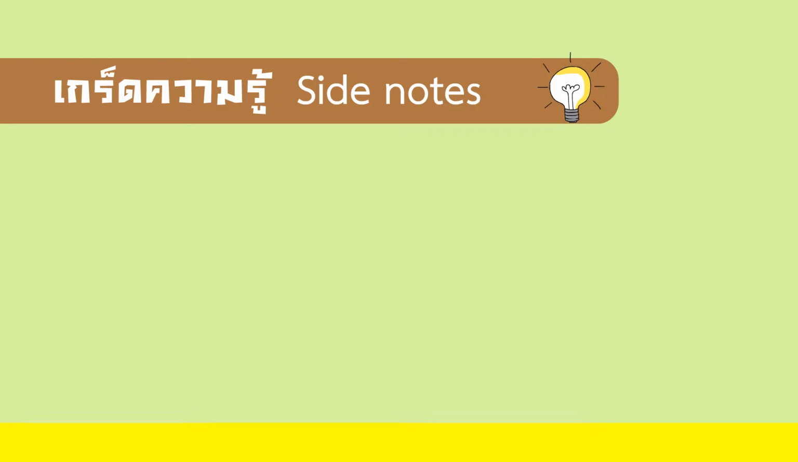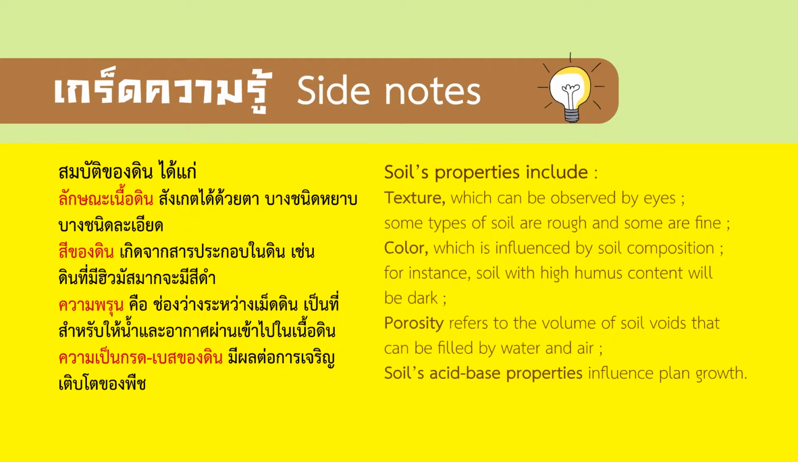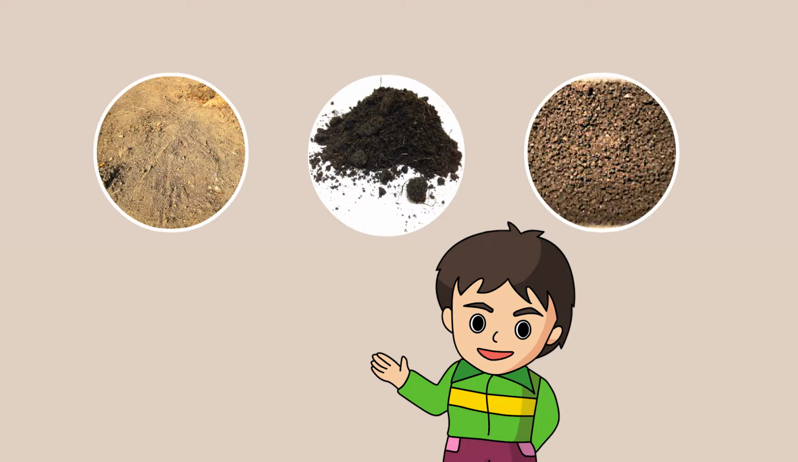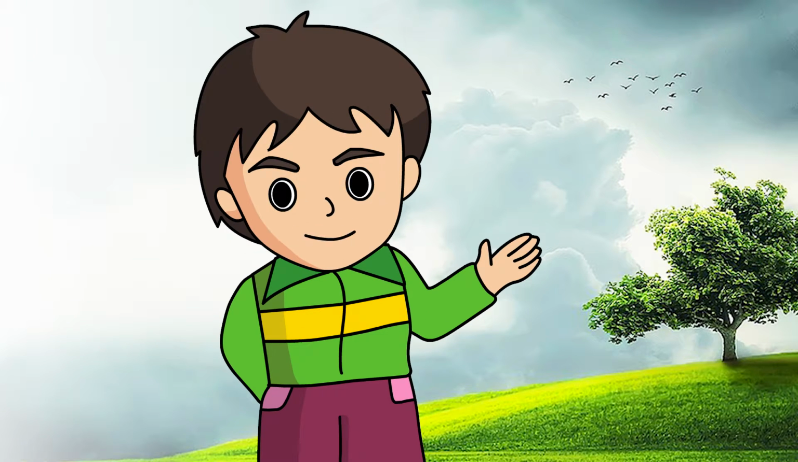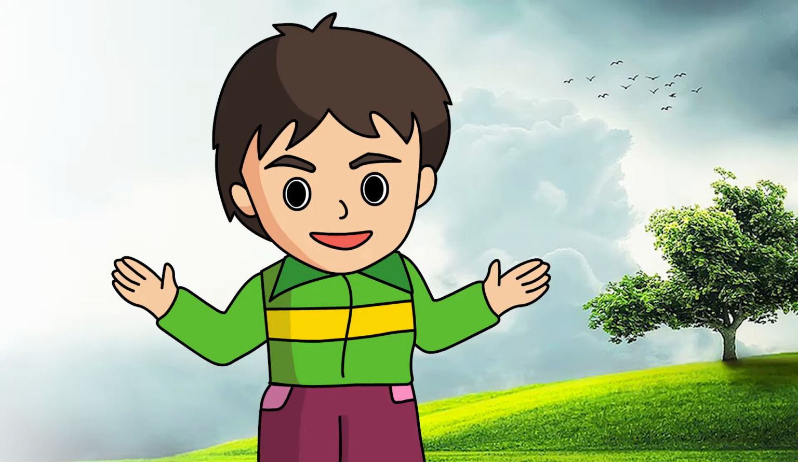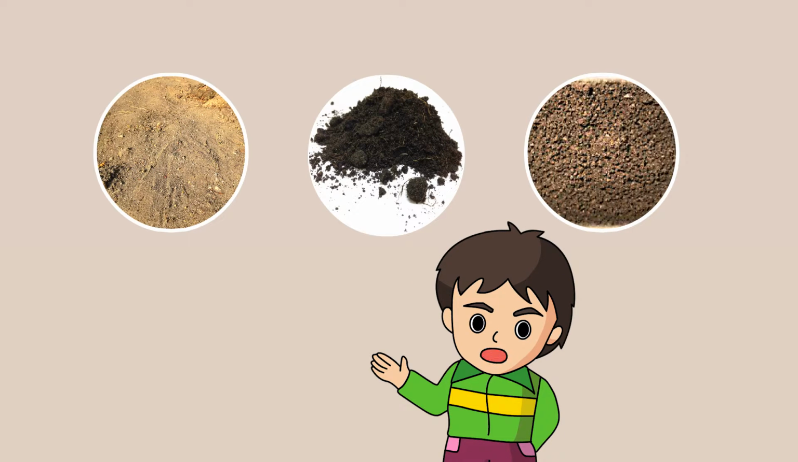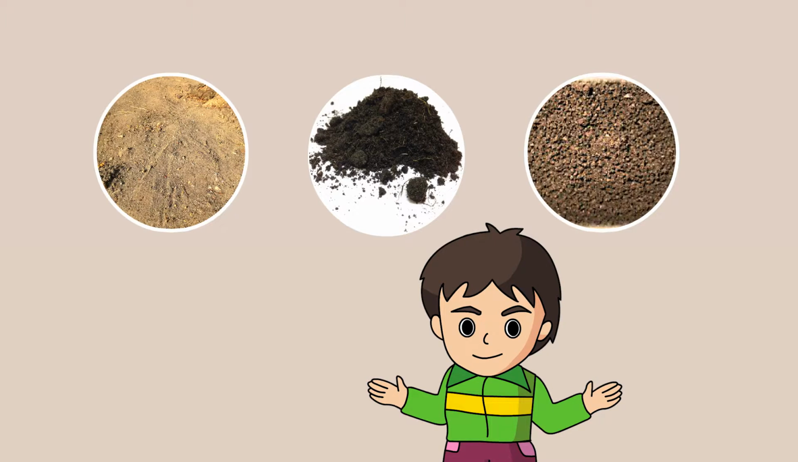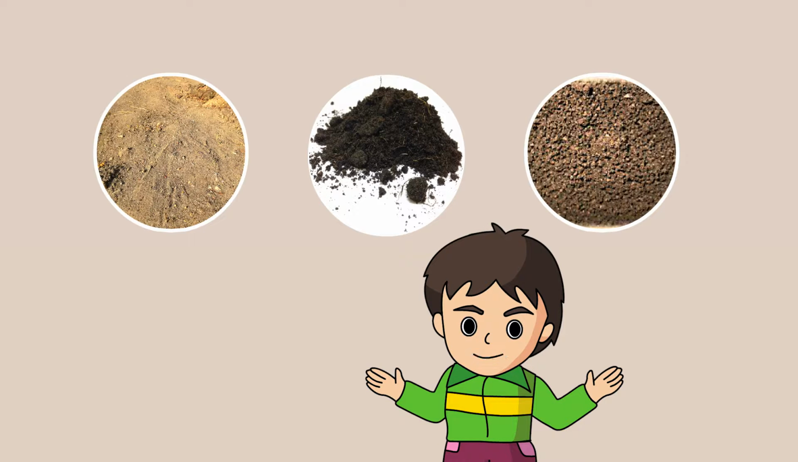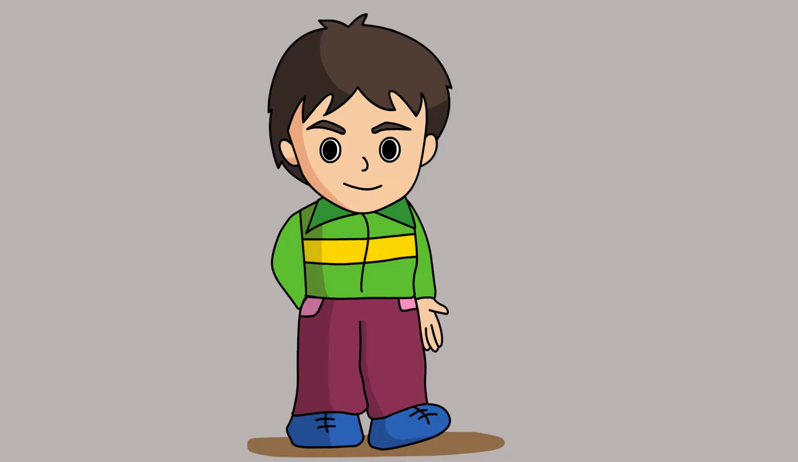Side notes. Soil's properties include texture, which can be observed by eyes. Some types of soil are rough and some are fine. Color, which is influenced by soil composition. For instance, soil with high humus content will be dark. Porosity refers to the volume of soil voids that can be filled by water and air. Soil's acid-base properties influence plant growth.